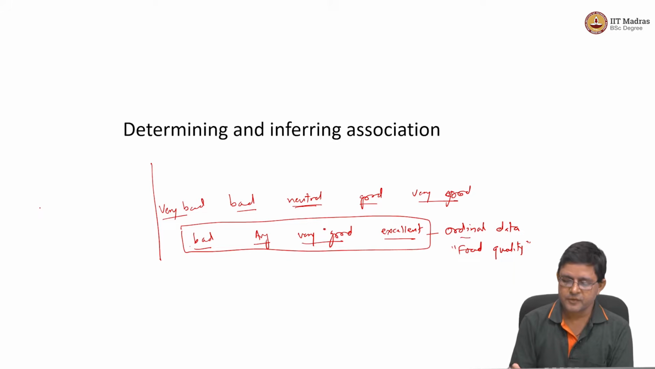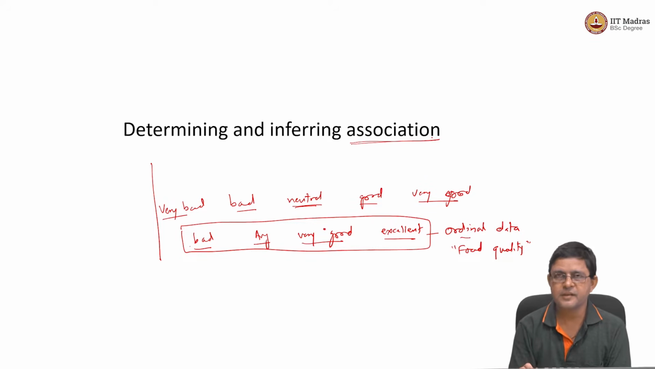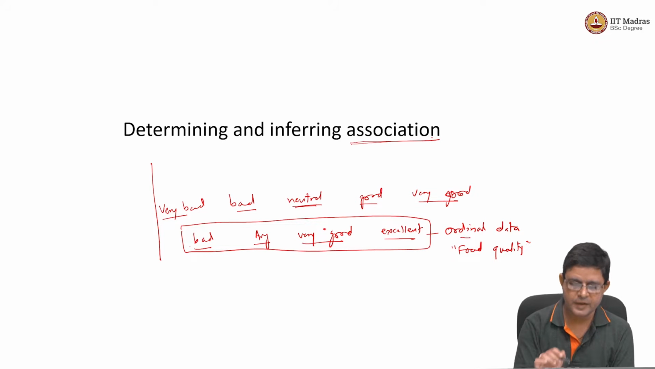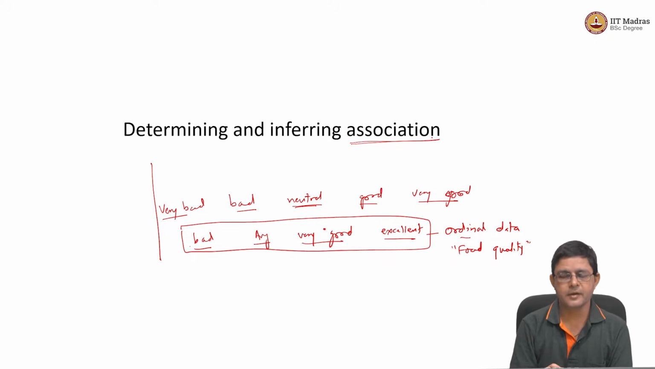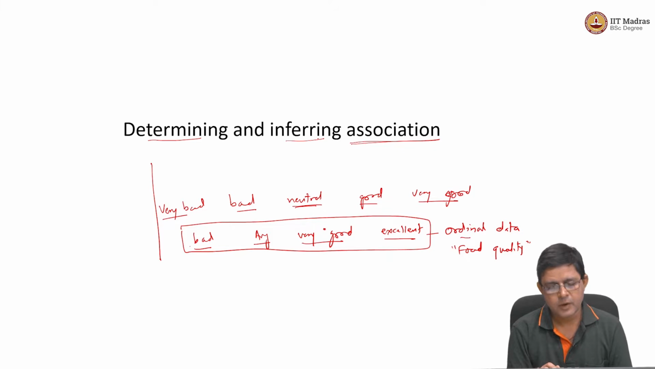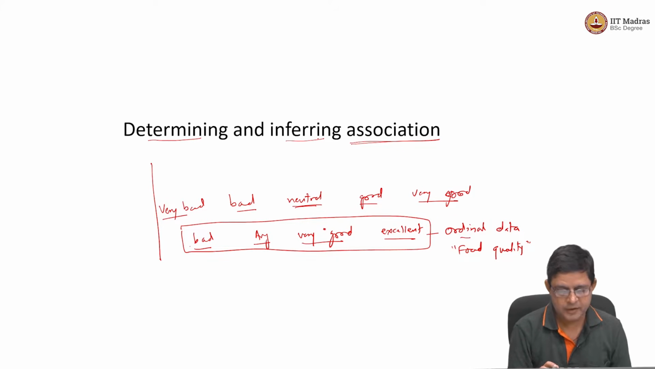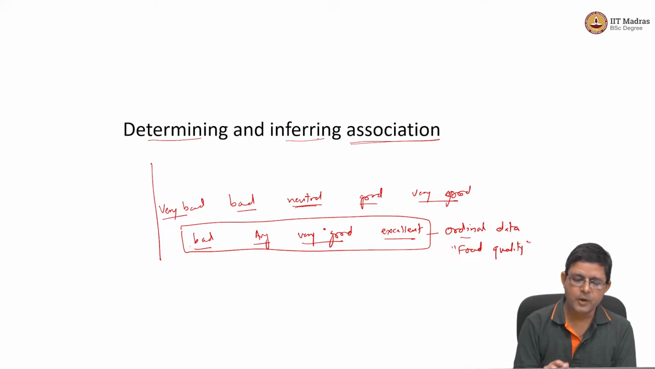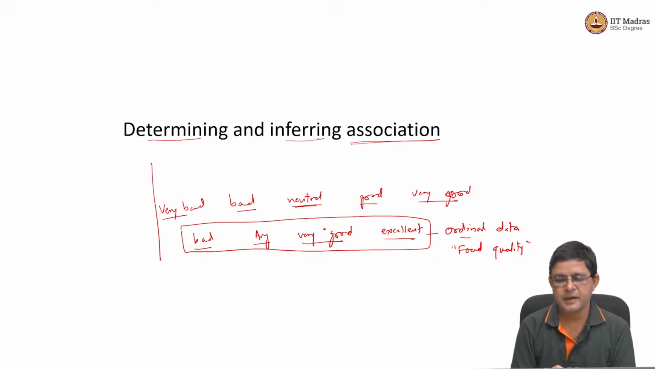What we are going to discuss today is association between these kinds of categorical variables. Now, in particular, we are going to split the discussion into 2 parts. One is called determining the association and the other one is called inferring the association. Now, what do I mean? These are not very standard terms. So, let me say what I mean by determining and inferring.